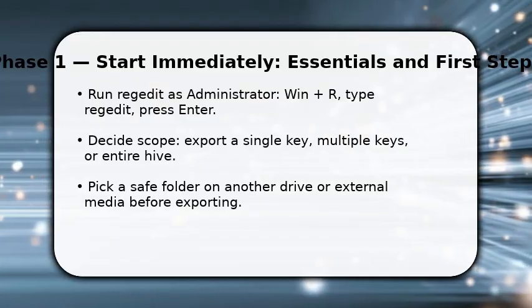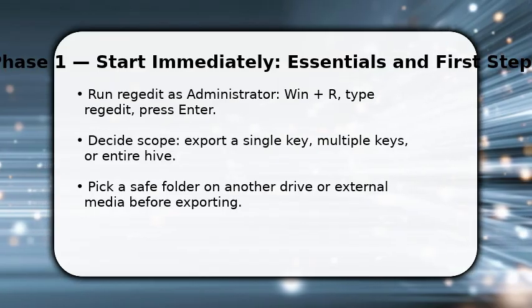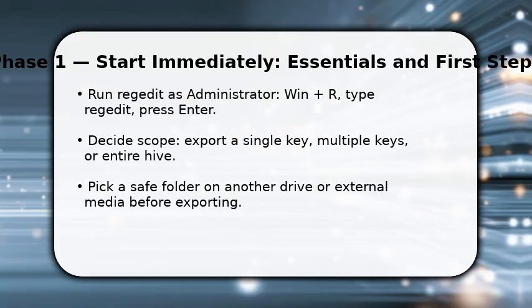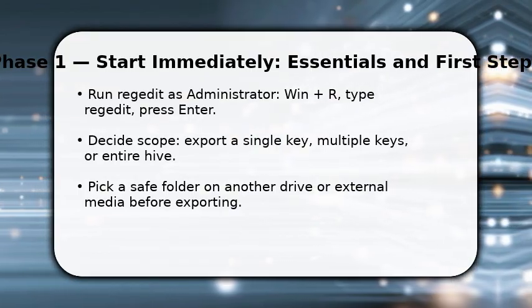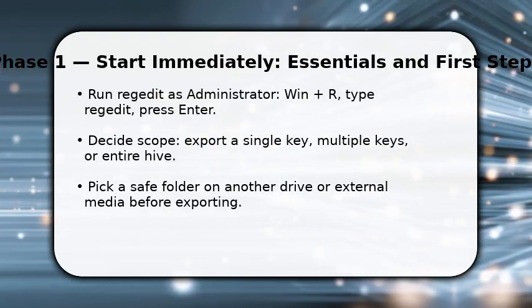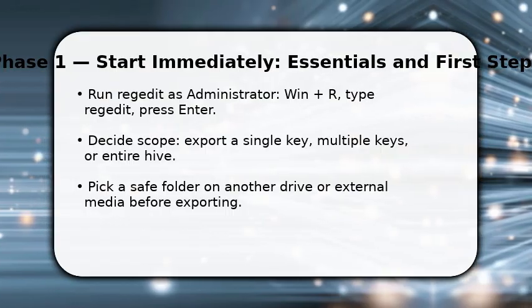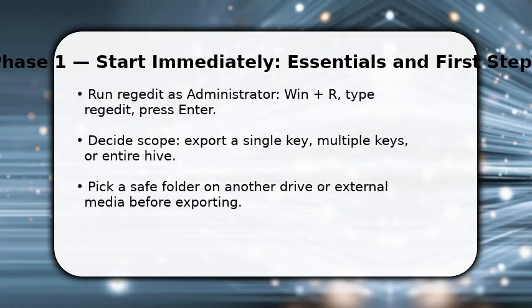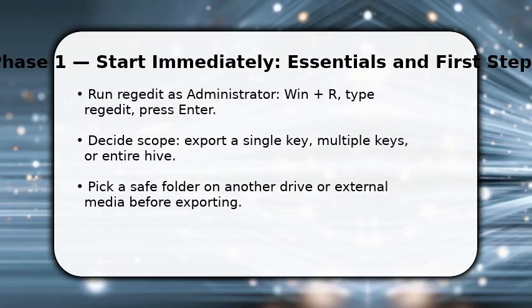You start by opening Registry Editor with elevated rights. This ensures you can read and export keys without permission errors. Once open, navigate to the specific key you need to back up or select Computer at the top to capture everything. Make sure to choose a secure folder, ideally on a different partition or external drive, because a good backup must be isolated from system failures.